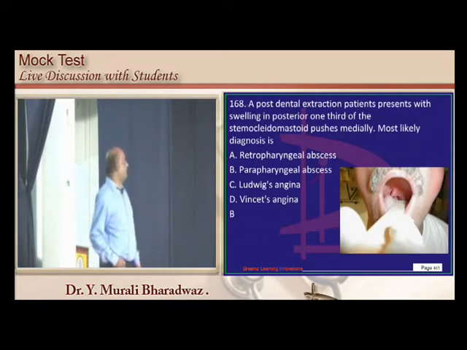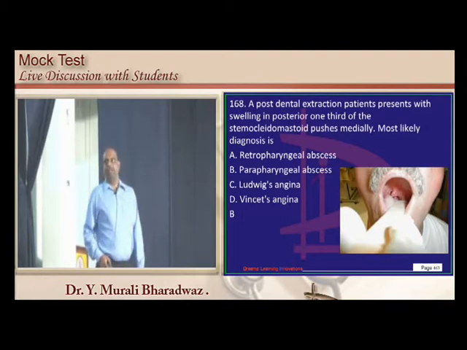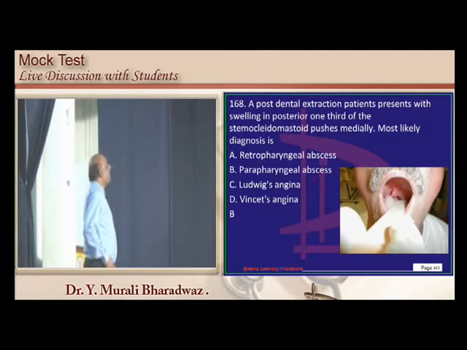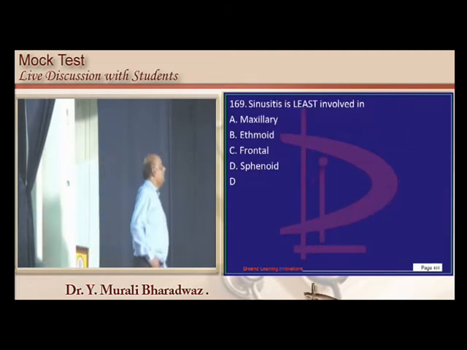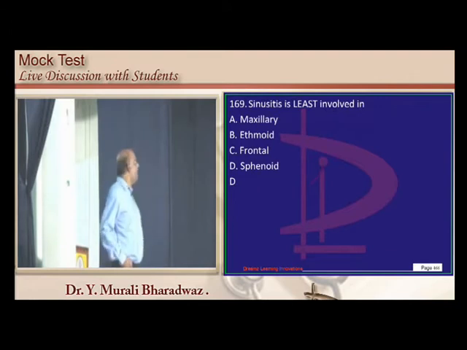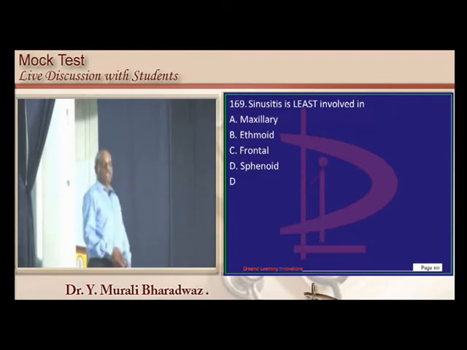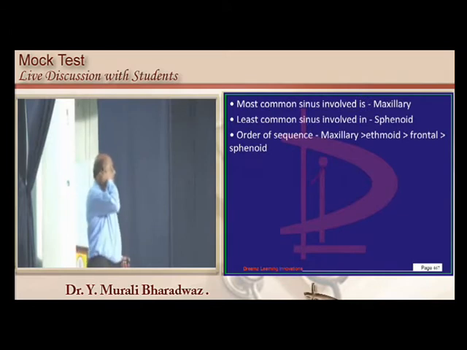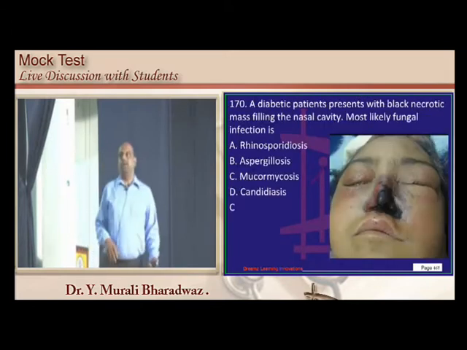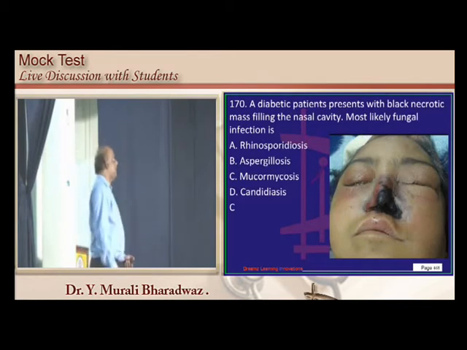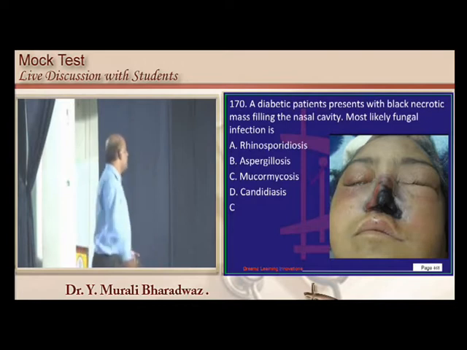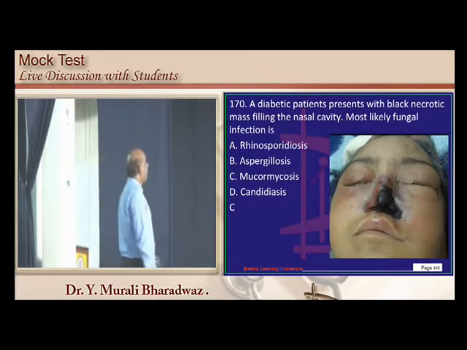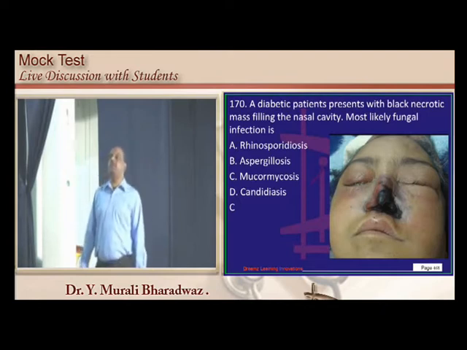After dental extraction there is a development of a swelling in the posterior 1/3 of the sternocleidomastoid, typically localizes to a parapharyngeal abscess. Now sinusitis is very commonly seen in the case of maxillary sinus, and in sphenoid it is least commonly involved as a sinus. Diabetic patient with a black necrotic mass filling the nasal cavity is typically an example of mucormycosis, is what needs to be remembered.